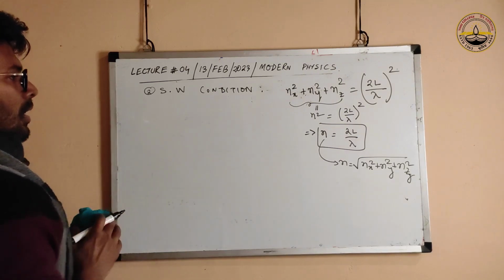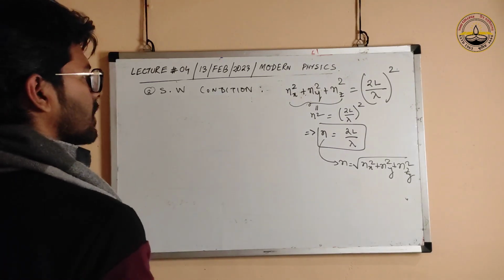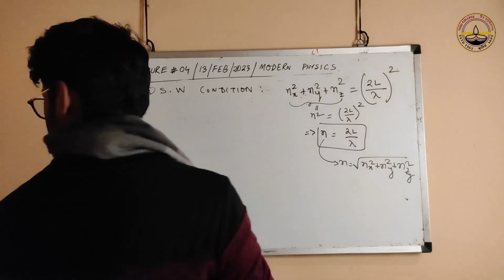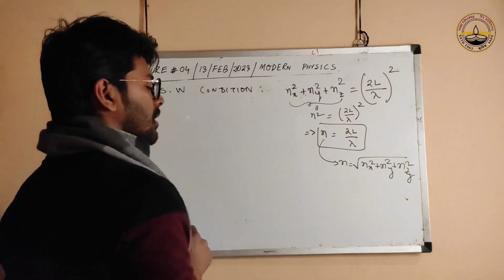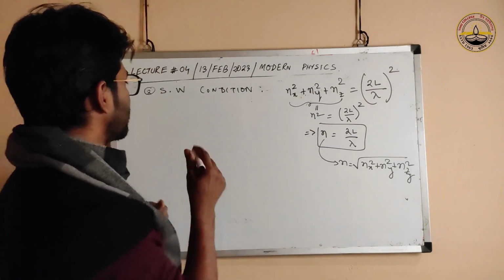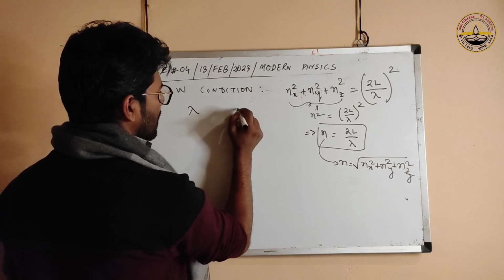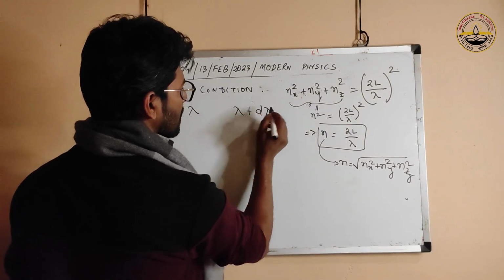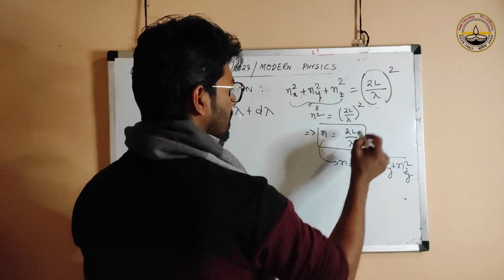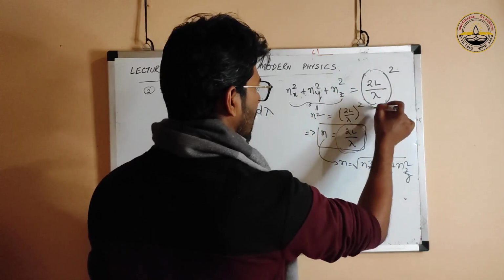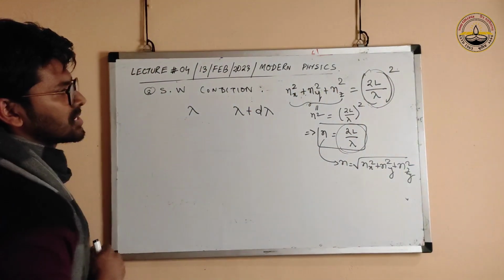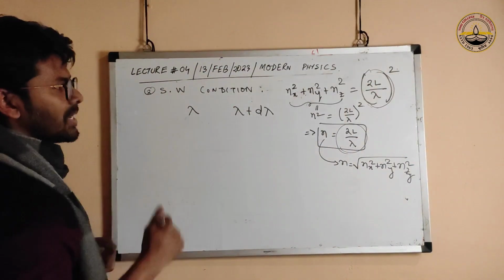Now, we need to know how many standing waves are possible in the wavelength range lambda to lambda plus d lambda. Now look at this. 2L over lambda is our radius of the sphere in the nx, ny, nz space, okay?